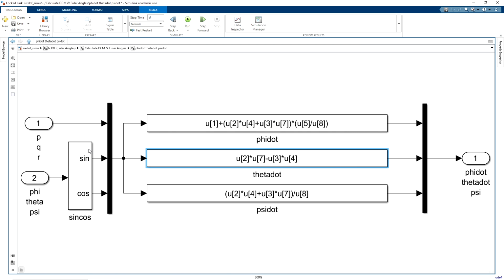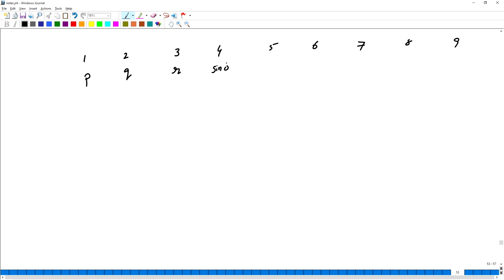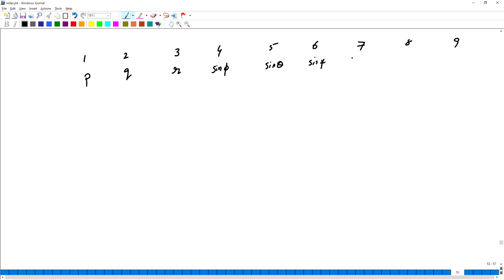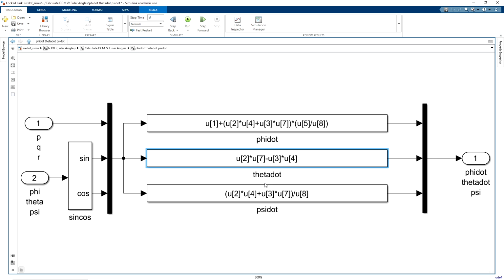Next input is sine of phi, sine of theta, sine of psi. All right. So I have sine of phi, sine of theta, sine of psi. Next we have cos of phi, cos theta, cos psi. All right. Now let us see the theta dot expression.